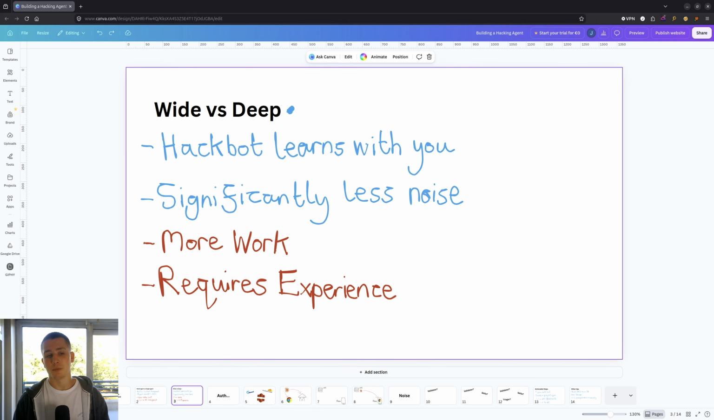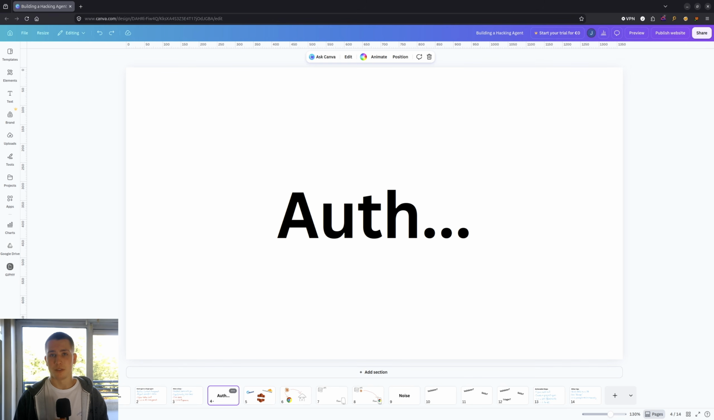So I decided to pivot to the deep hackbot, but both are very viable and I'm sure both can make a lot of money. And there's examples of both working very well. So this is just a choice up to you. And the next part is unfortunately, this is just a catastrophe, but it's Auth with hackbots.